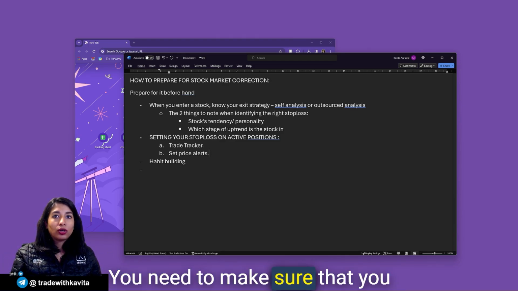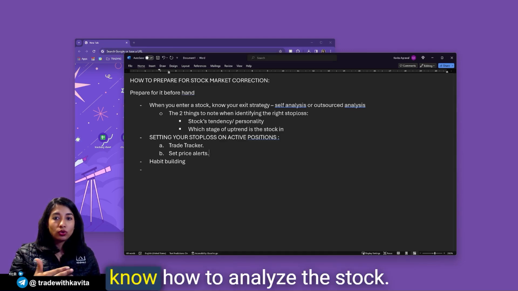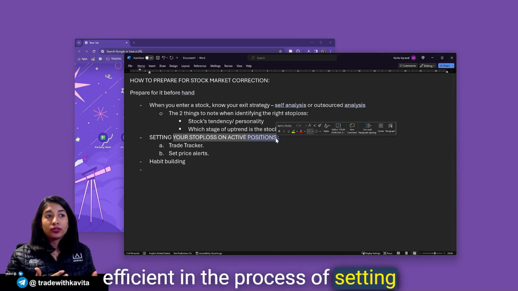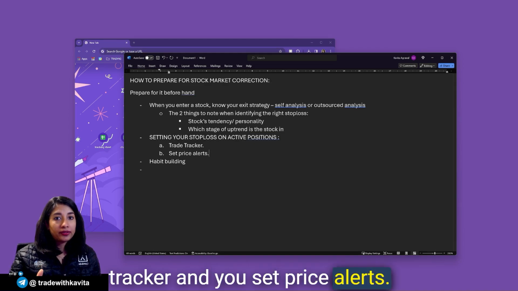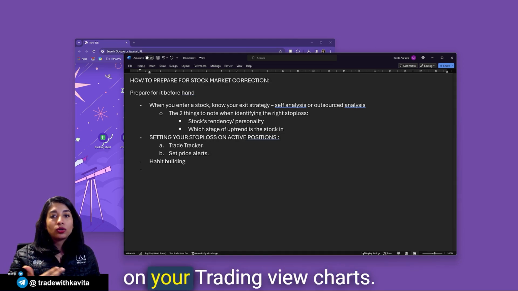You need to make sure that you know the exit strategy, you know your stop losses, and you're taking the help of an analyst if you don't know how to analyze the stock. In order to make yourself more efficient in the process of setting stop loss on the active positions, I recommend you use your trade tracker and you set price alerts. You can set price alerts in your Zerodha. You can also set your price alerts on your TradingView charts.